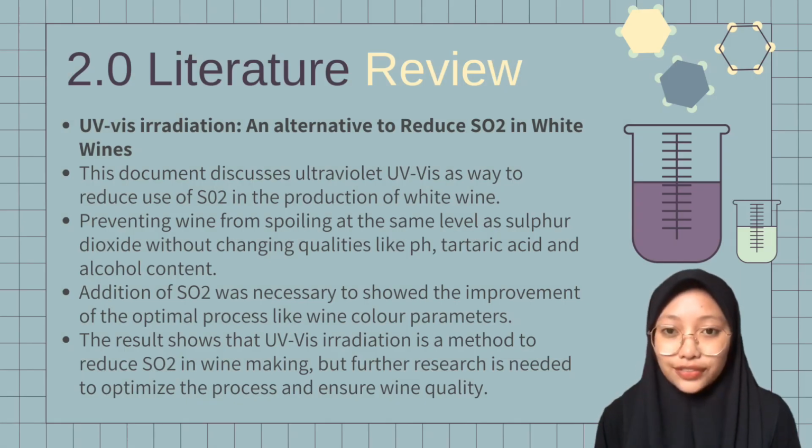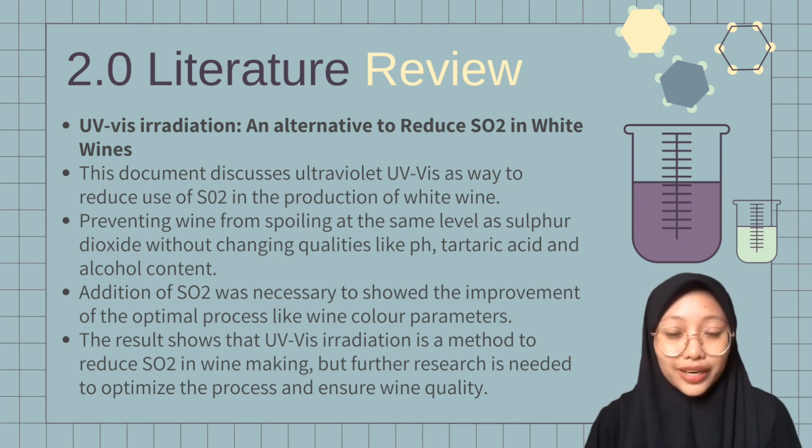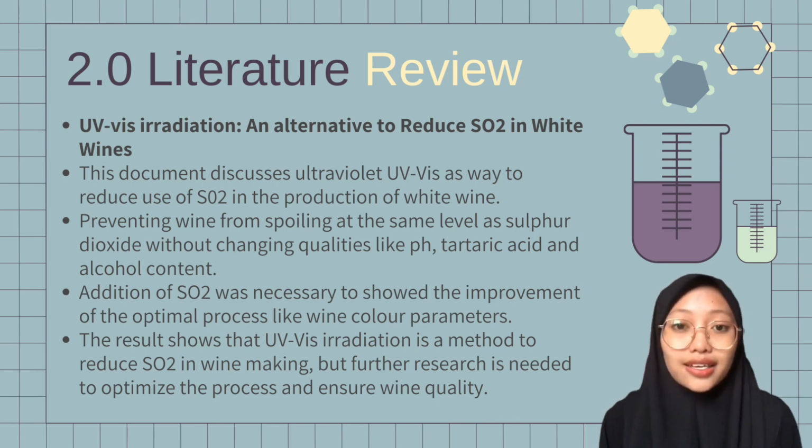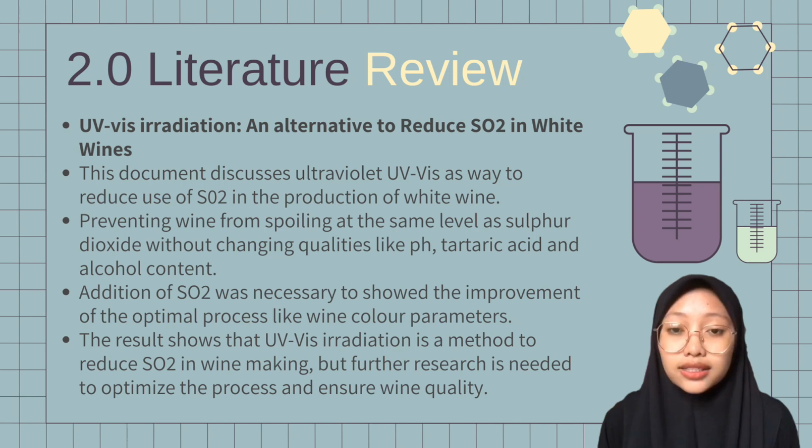Next, for the literature review, our first article is UV-Vis irradiation, an alternative to reduce sulfur dioxide in white wine. First, this document discusses ultraviolet UV-Vis as a way to reduce the use of SO2 in the production of white wine. Second, this article tells us about preventing wine from spoiling at the same level as sulfur dioxide without changing quality like pH, tartaric acid, and alcohol content.